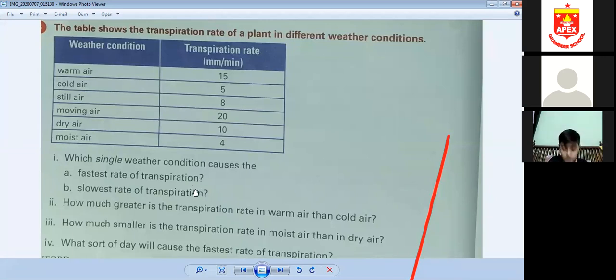And from where do you find the answer? These answers are given in your table. This is very easy, moving air, and this is moist air. This answer will come here.